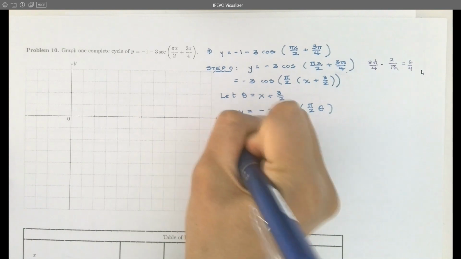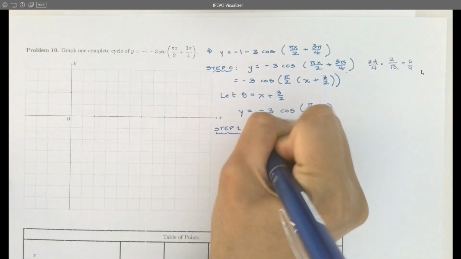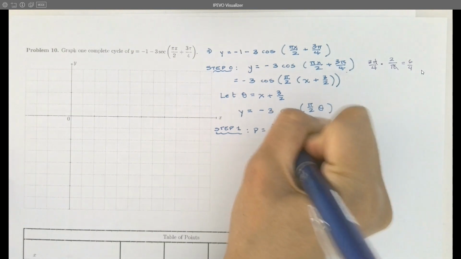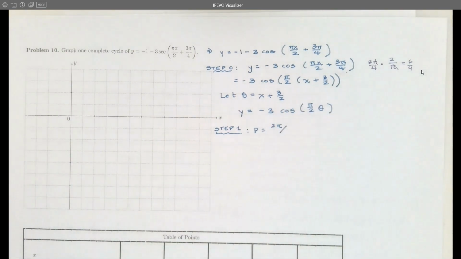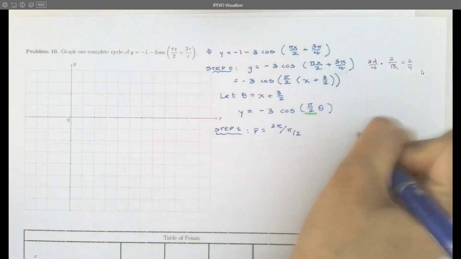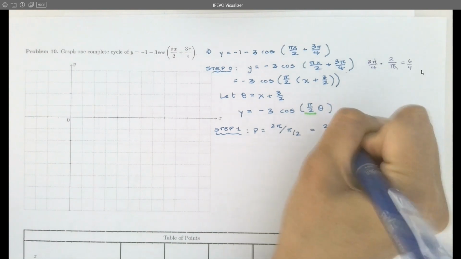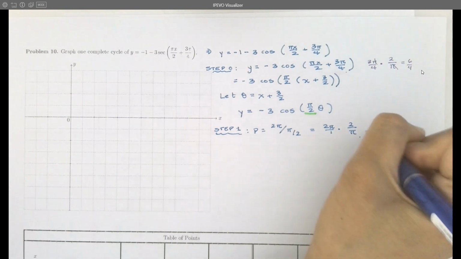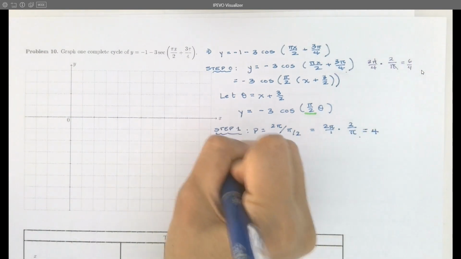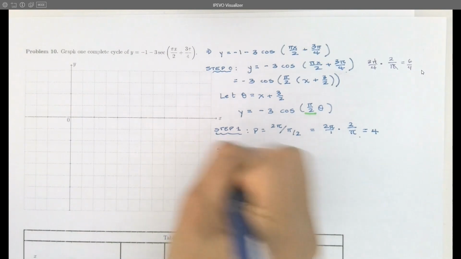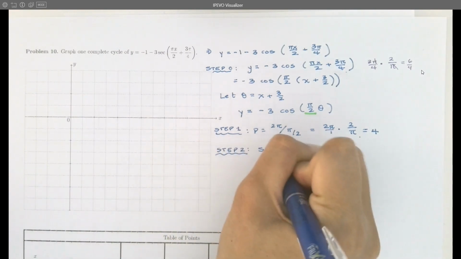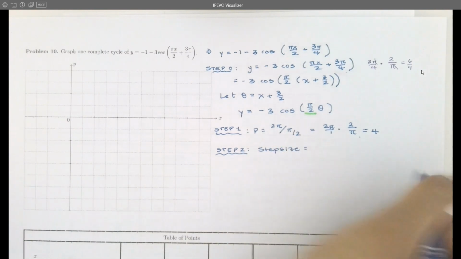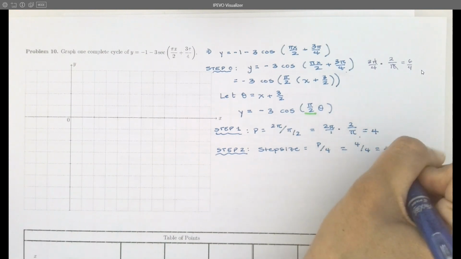So step 1 is usually the step where we find the period. So the period is going to be 2 pi over b. In this case, our b is pi over 2. So we'll have 2 pi over pi over 2, which becomes 2 pi over 1 times 2 over pi. Now the pi's are going to cancel, and then 2 times 2 is going to give us a 4. Right, the next step is to find the step size. And the step size is always the period divided by 4. So in this case, we're going to have 4 over 4, which becomes 1.